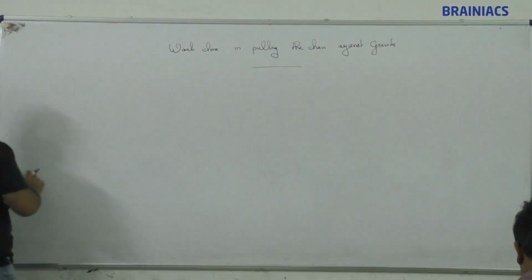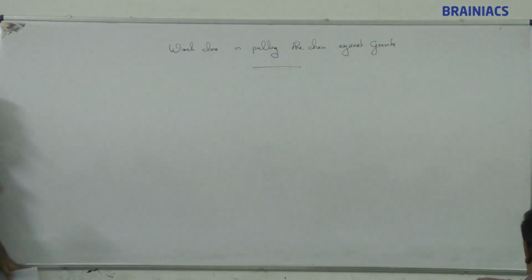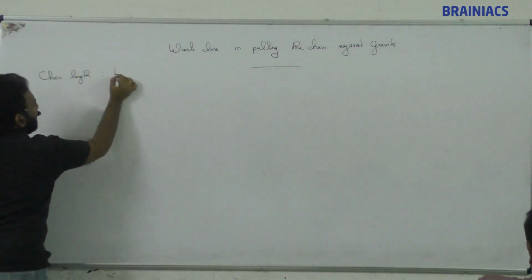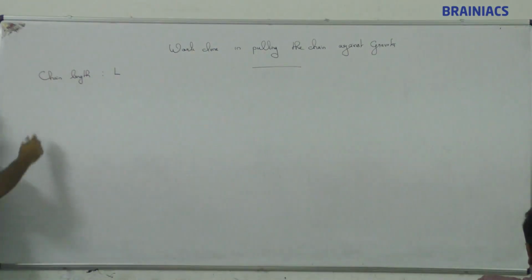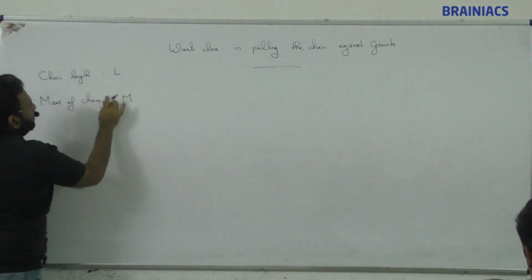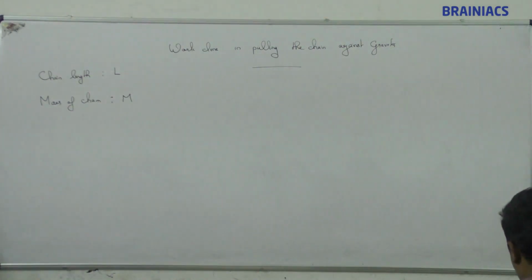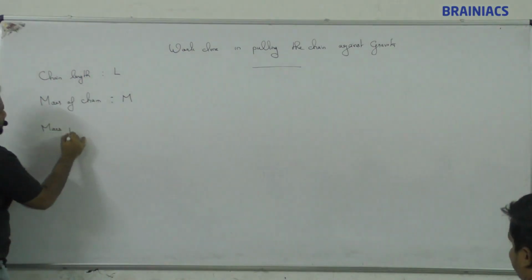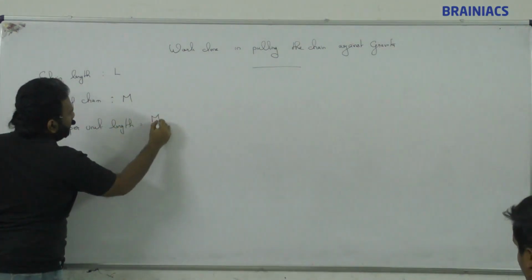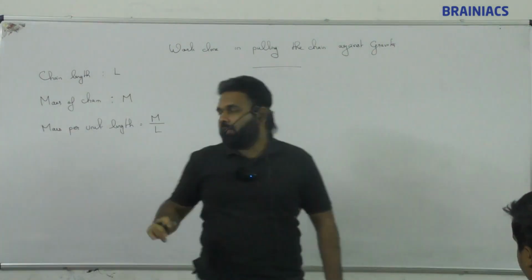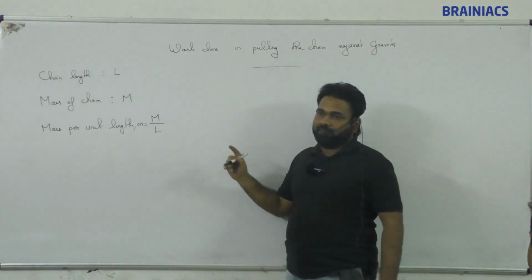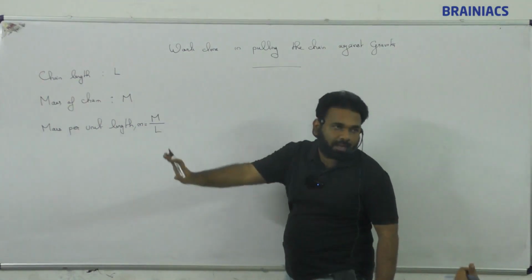Okay. So suppose the chain length is L. We have got a chain of length L. Mass of the chain is going to be M. Now mass per unit length is total mass divided by L. So for a unit length, the mass is small m.